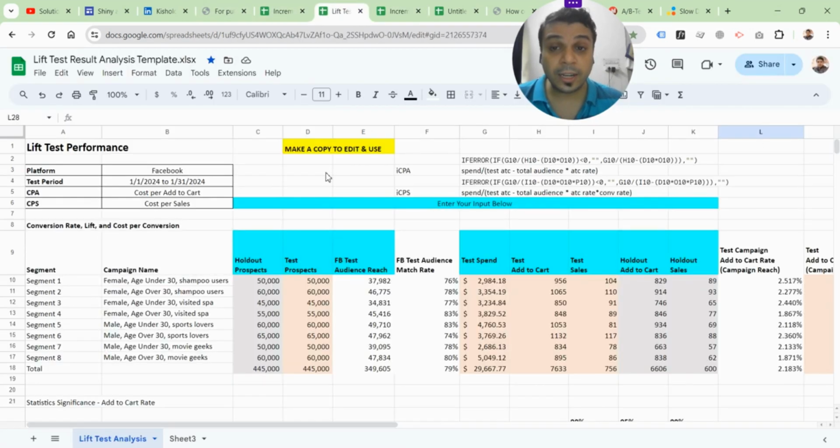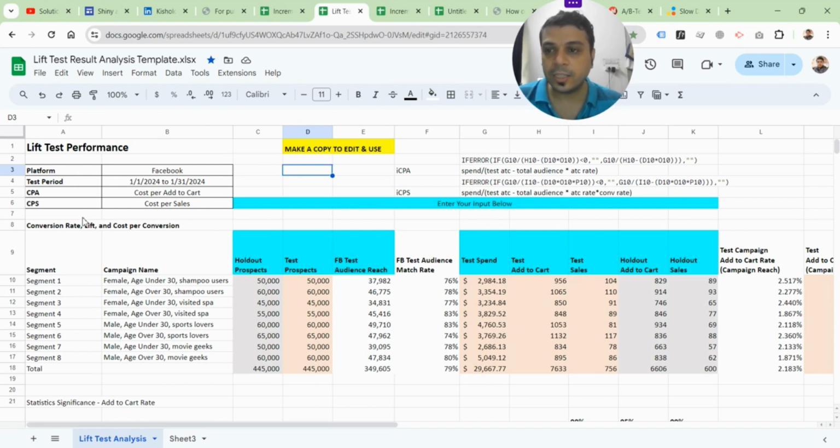But now what we're going to look at is a full-fledged method of doing holdout testing, which can probably be called the most scientific and established, fully fleshed out version of incrementality testing.